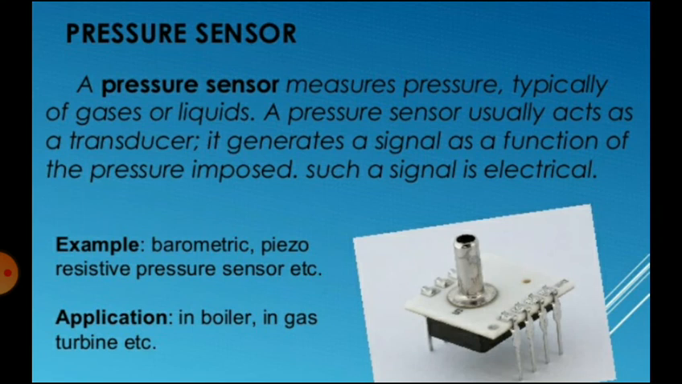Then pressure sensors. A pressure sensor measures pressure, typically of gases or liquids. A pressure sensor usually acts as a transducer. It generates a signal as a function of the pressure imposed; such a signal is electrical. Examples of pressure sensors are barometric and piezoresistive pressure sensors, etc. And the application is required in boilers, gas turbines, etc. to measure the pressure.